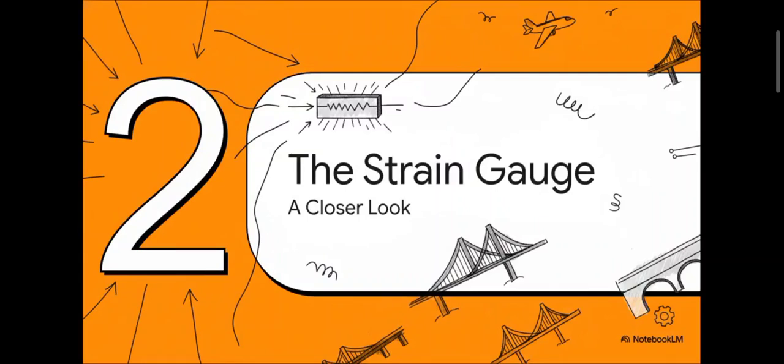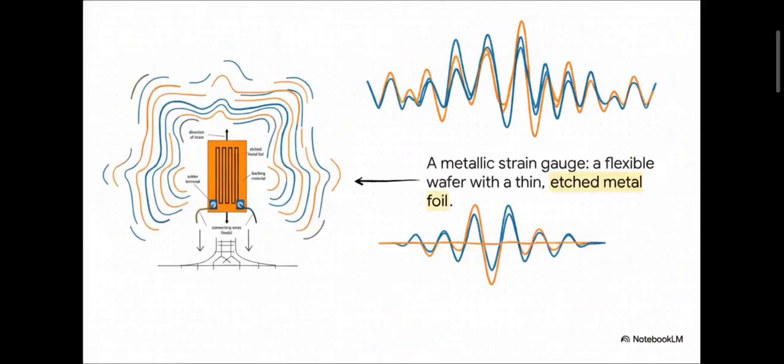It might be tiny, but this little device is honestly one of the most important sensors in all of modern engineering. So this is what it looks like. It doesn't look like much, does it? It's basically just a flexible little pad with a super thin, really precise pattern of metal foil on it, kind of like a tiny, squiggly racetrack. But the magic here isn't in what it looks like. It's all about how that little metal track behaves when you put it under a little pressure.